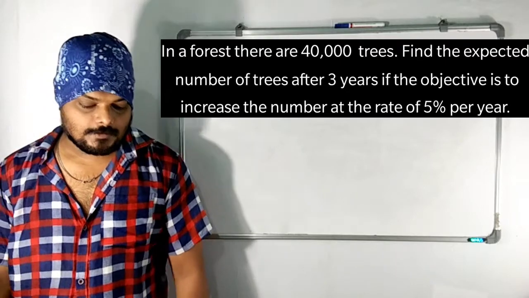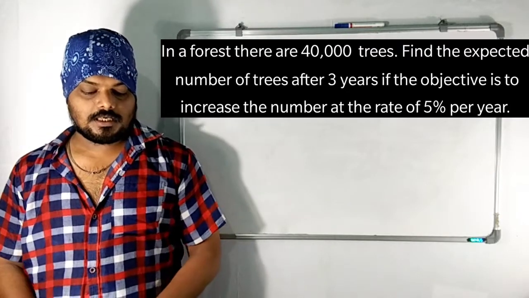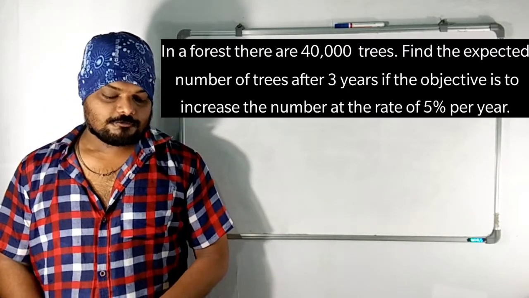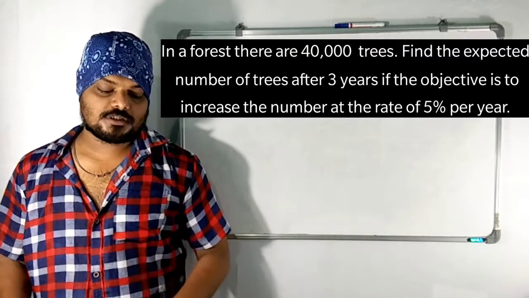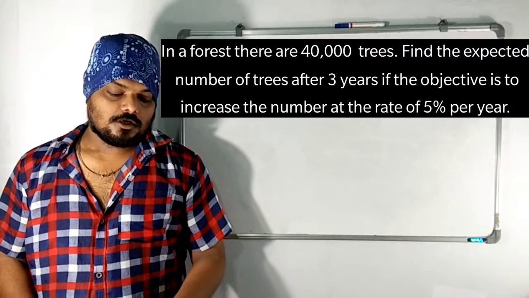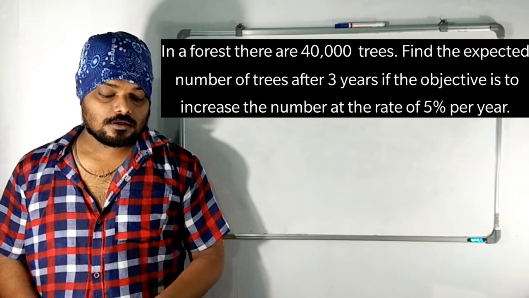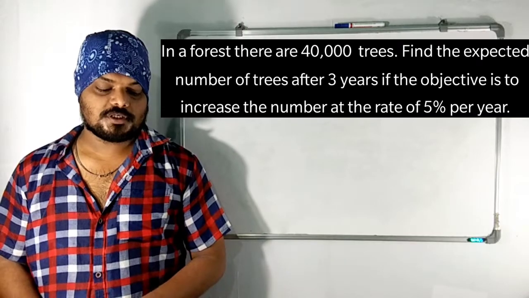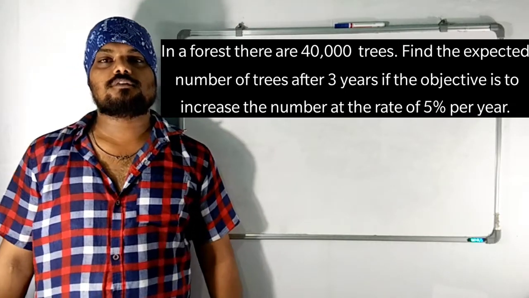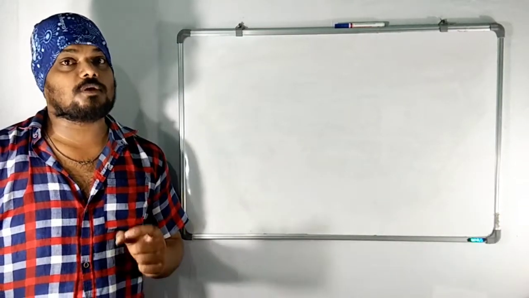The question is, in a forest there are 10,000 trees. Find the expected number of trees after 3 years, if the objective is to increase the number at the rate of 5% per year. So here actually this question, if you see, is on the basics of compound interest.